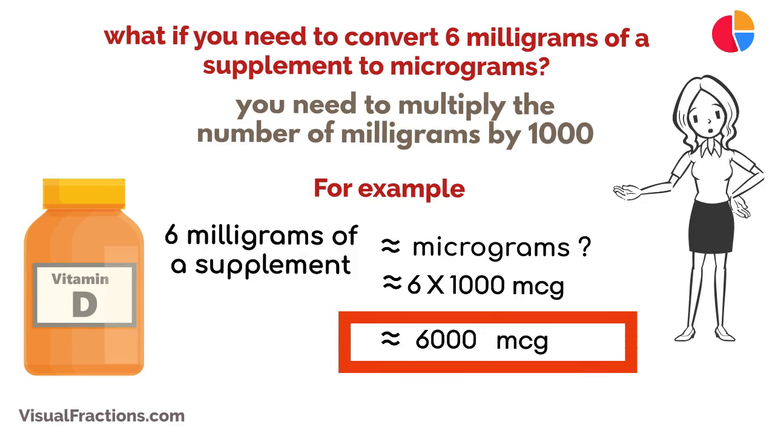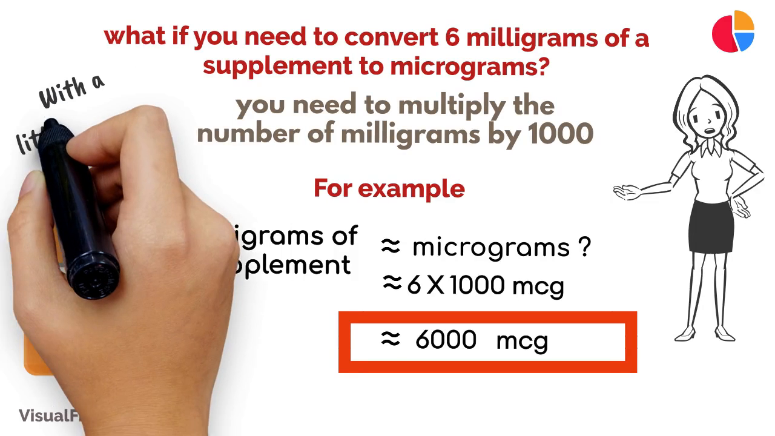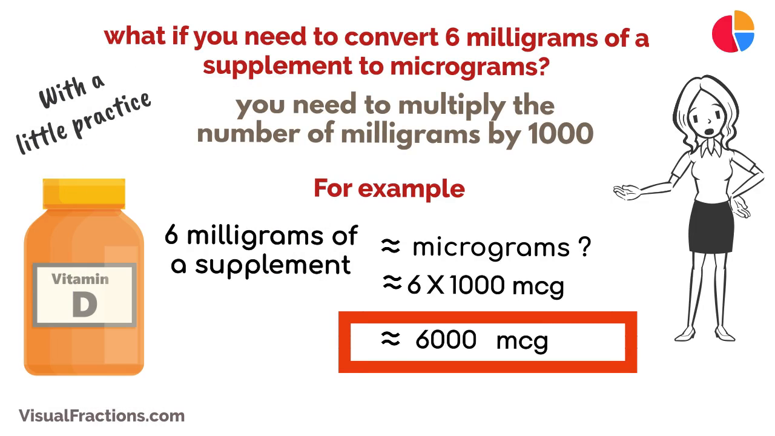And there you have it. Converting 6 micrograms to milligrams is simple once you know the conversion factor. With a little practice, you'll be converting between micrograms and milligrams in no time.